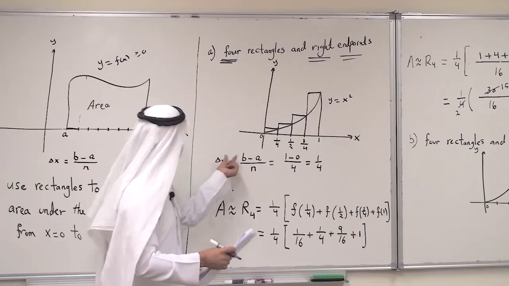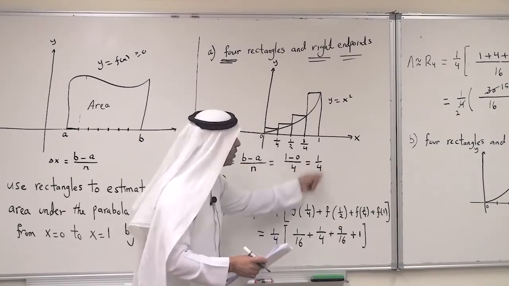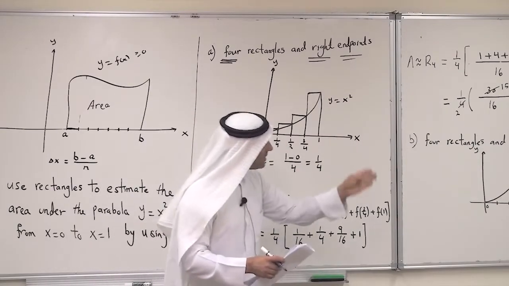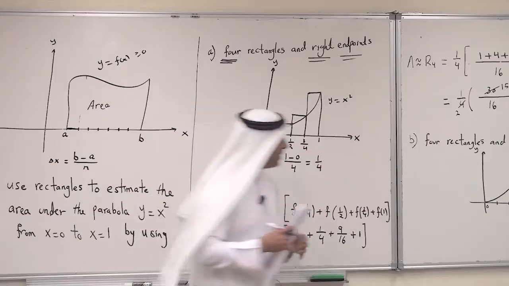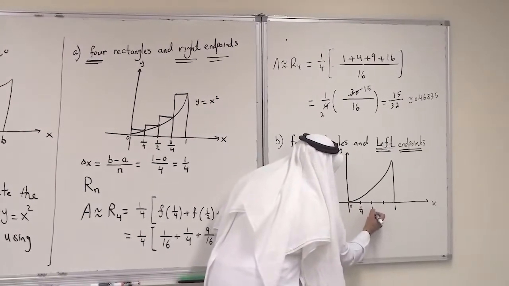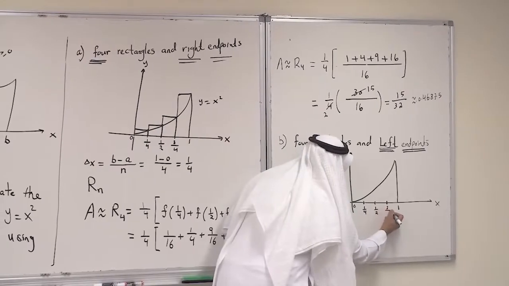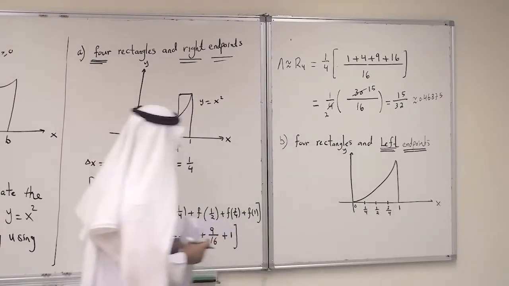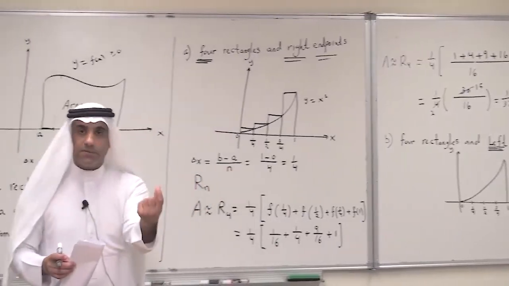We have delta x equal to b minus a over n. In this case, it is 1 over 4. So I break this interval into sub-intervals. What we have here is 1 over 4, I have here 1 over 2, and I have here 3 over 4. Okay. We have the width of each sub-interval.